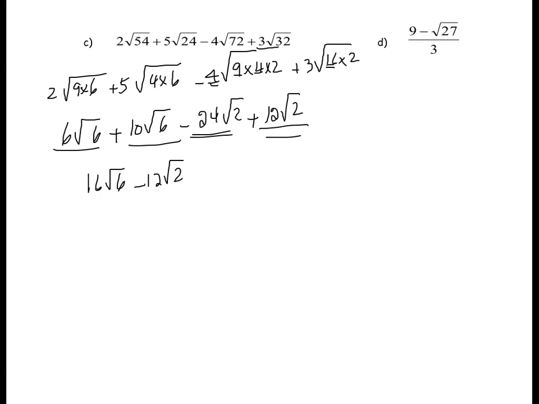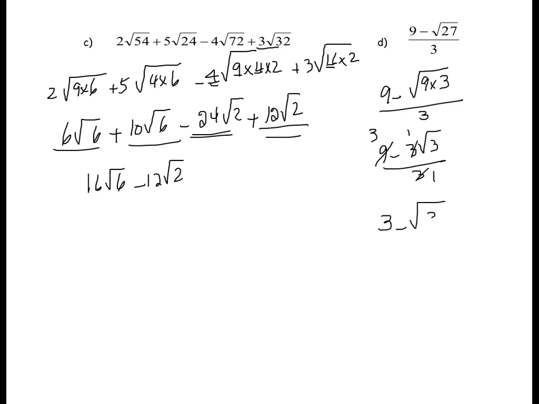And the last question was 9 minus square root of 27 over 3. I can write this one as 9 minus square root of 27, which is 9 times 3, divided by 3. Square root of 9 is 3, so I get 9 minus 3 square root of 3 over 3. I can divide numerator and denominator by 3. This becomes 3, this becomes 1, and this becomes 1. So the answer is negative 3 minus square root of 3.